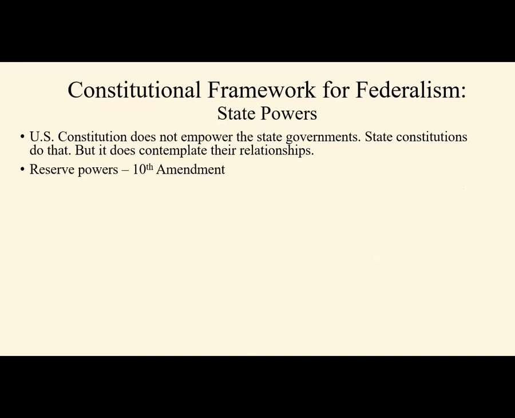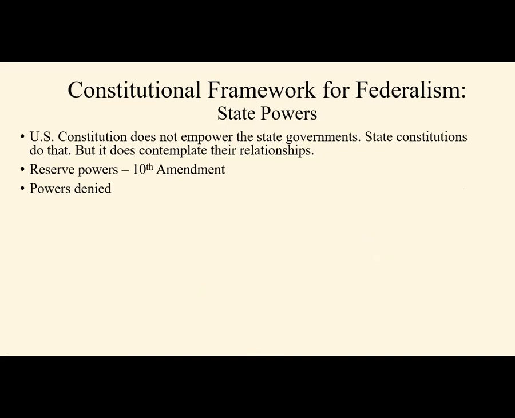The U.S. Constitution also gives or recognizes that states have the power to designate electors for electing the president and for controlling the process for electing members of Congress. I don't have that in the PowerPoint slide, but that is a power that state governments are given by the U.S. Constitution. The Constitution also denies certain powers to the state government.